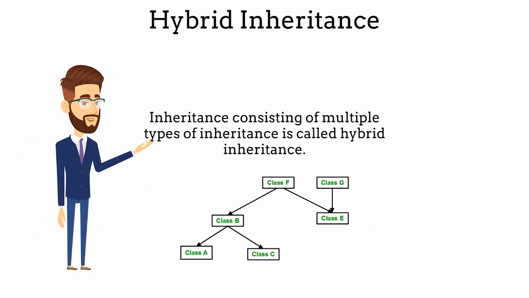Hybrid inheritance. Inheritance consisting of multiple types of inheritance is called hybrid inheritance. The given image is the visual representation of hybrid inheritance.